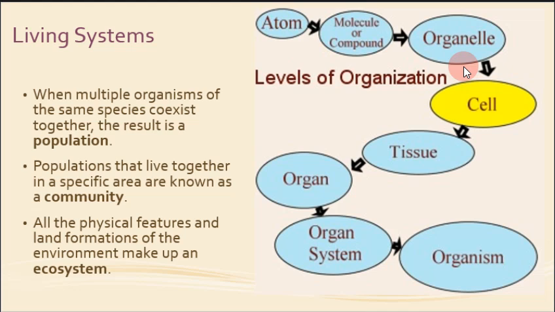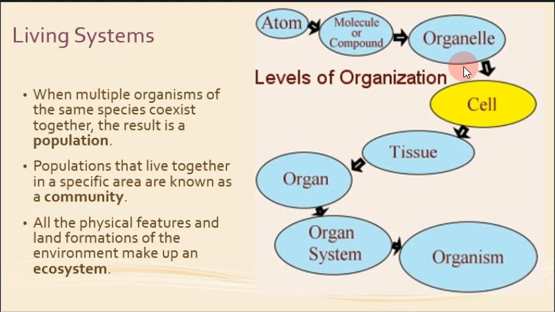All right, living systems. Here we're talking about the organization of living things. The smallest part of it is an atom, which joins to become a bigger thing called a molecule or a compound. And those form organelles. The organelles come together to form cells. We're talking about eukaryotes at this point. The cells come together to form tissues. The tissues form organs. Organs form organ systems. The organ systems form organisms.